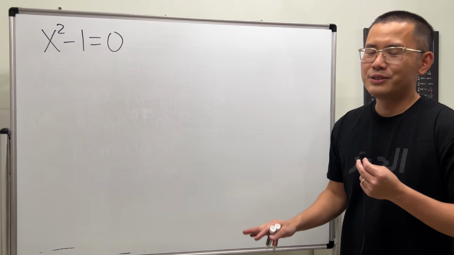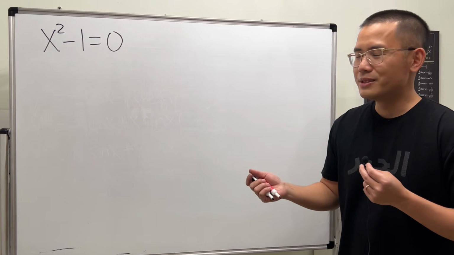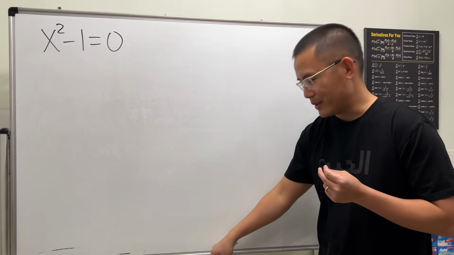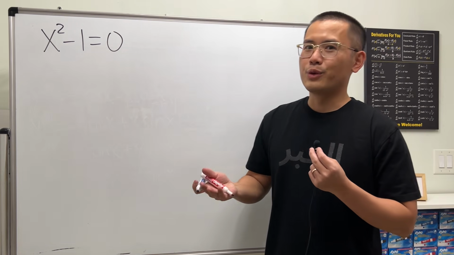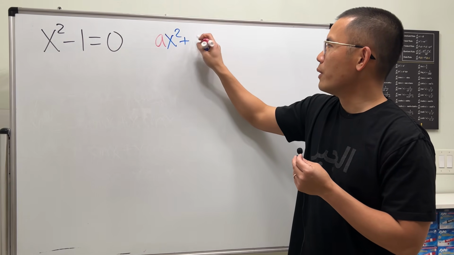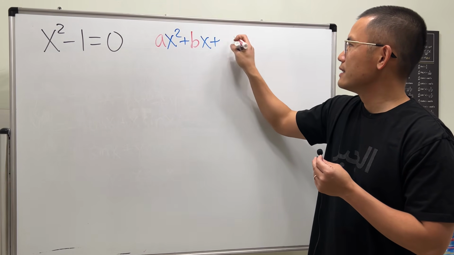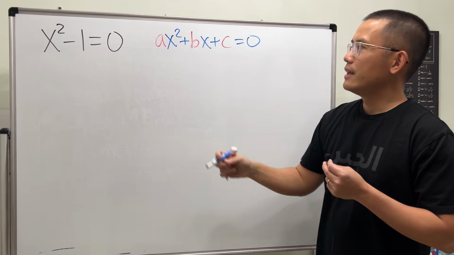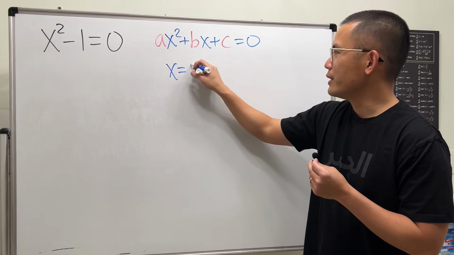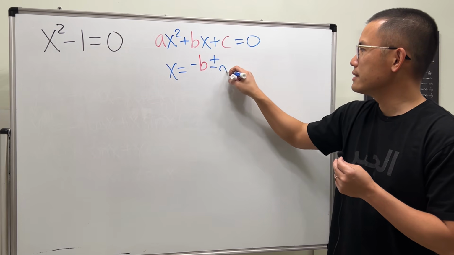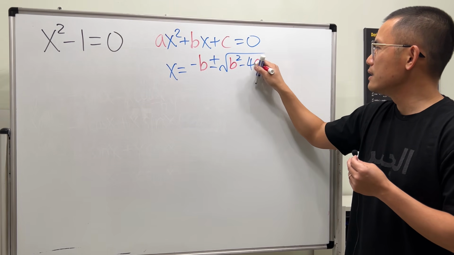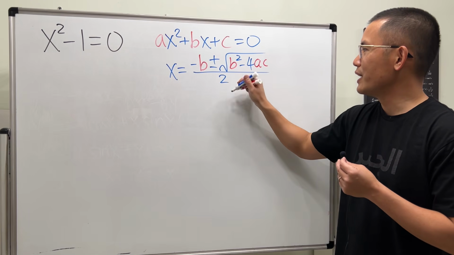But anyways, just for fun, let's attempt using the quadratic formula to solve this equation here to see how it goes. So of course, let's review the quadratic formula. If we have the quadratic equation in the standard form, like this, ax squared plus bx plus c is equal to 0, then x is equal to negative b plus or minus square root of b squared minus 4ac all over 2a.